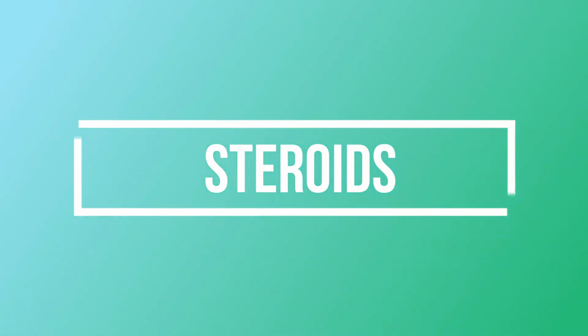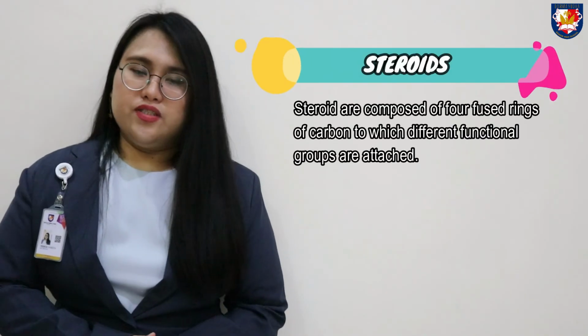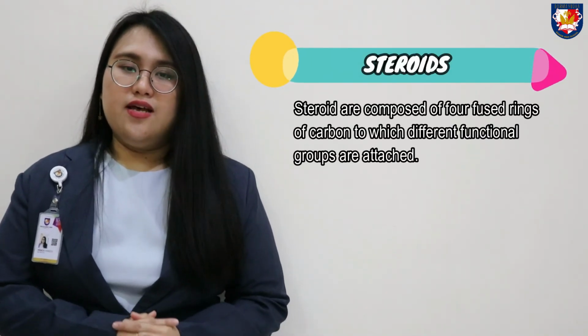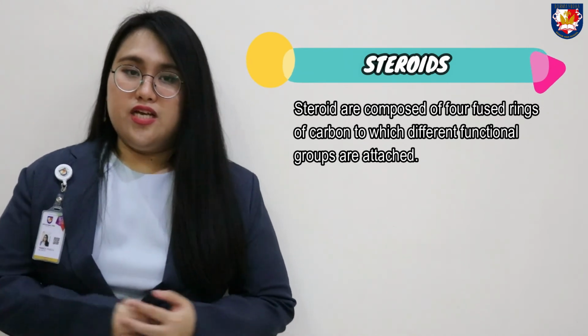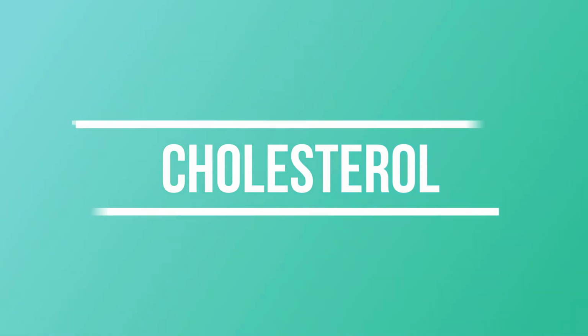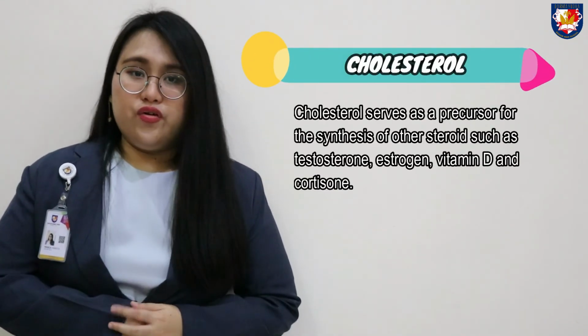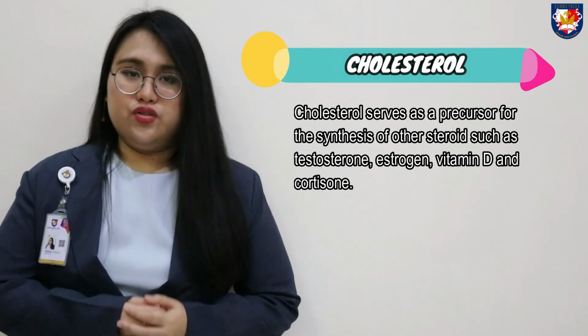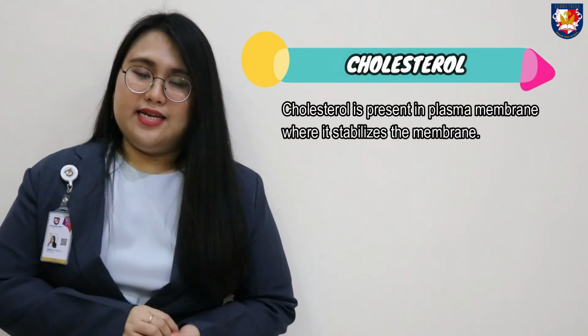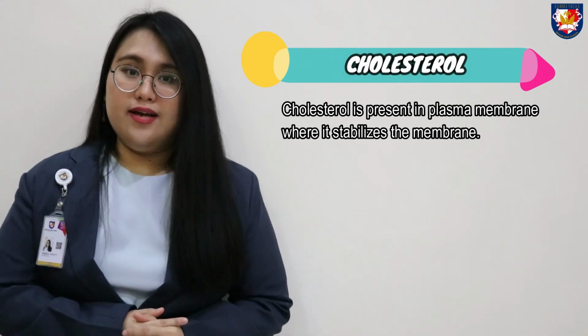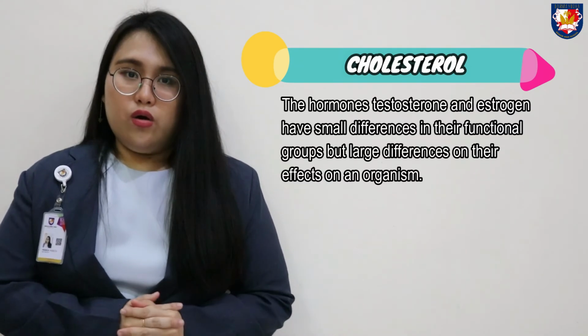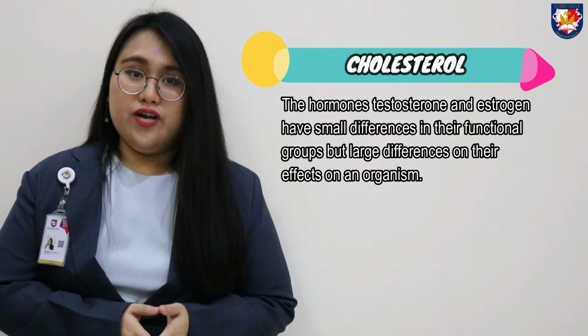Now let's talk about the third group of lipids, which is the steroids. Steroids are composed of four fused carbon rings, to which different functional groups are attached. One of the most well-known steroids is cholesterol. Cholesterol serves as the precursor for the synthesis of other steroids such as testosterone, estrogen, vitamin D, and cortisone. The cholesterol present in the plasma membrane stabilizes the membrane.